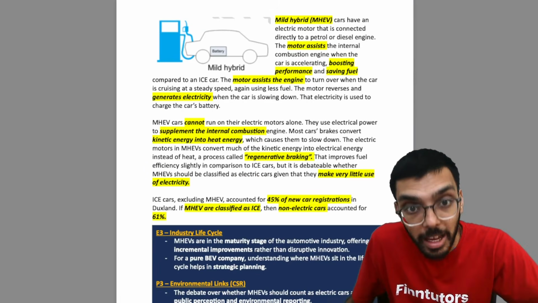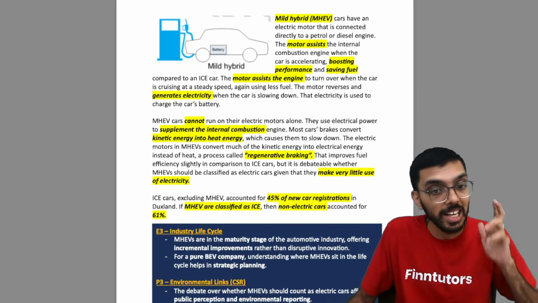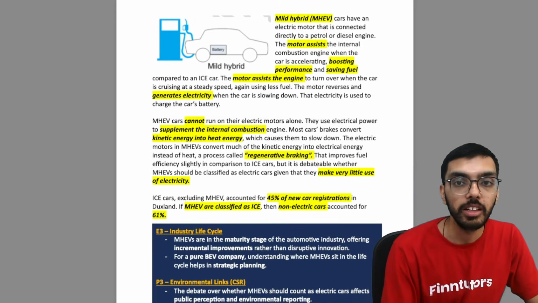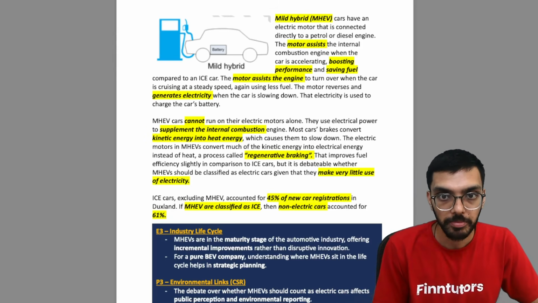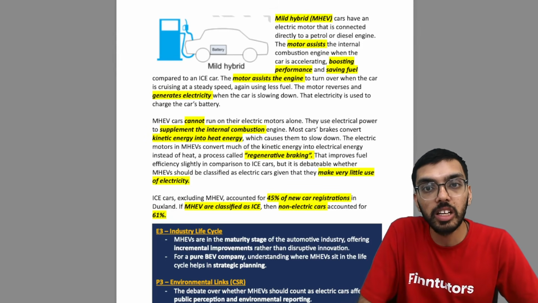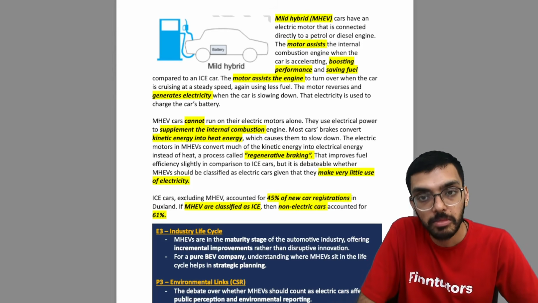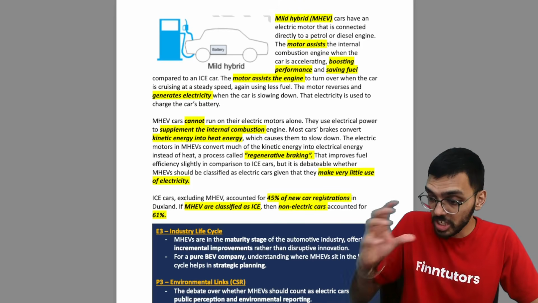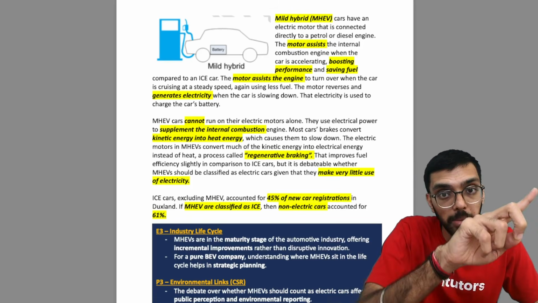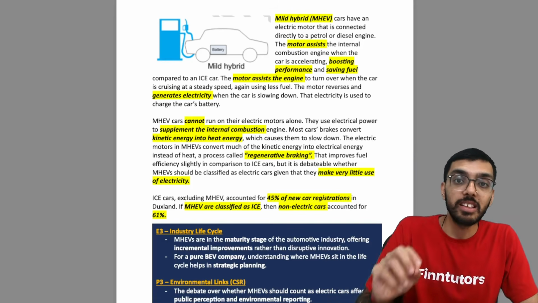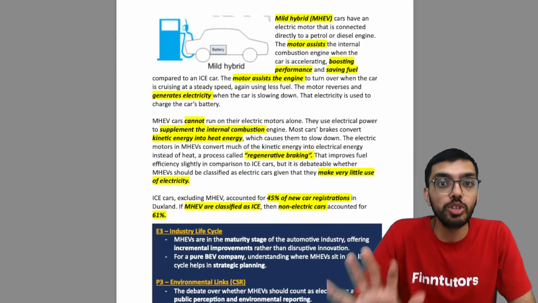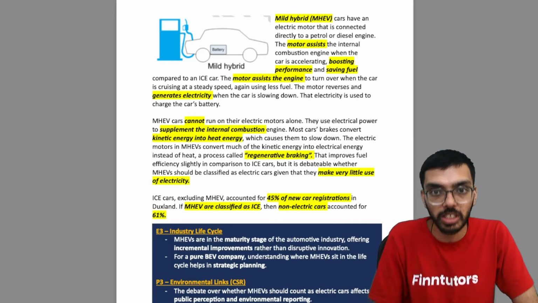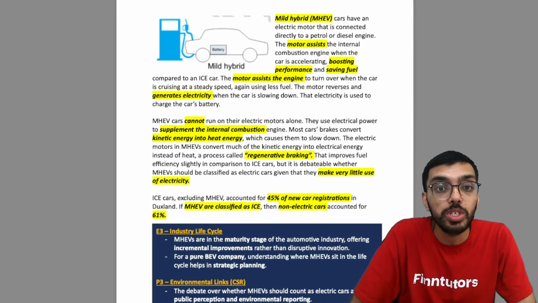Next, we have mild hybrids. Hybrid and then mild hybrid. So mild hybrid cars have an electric motor that is connected directly to a petrol or a diesel engine. The motor assists the internal combustion engine when the car is accelerating, boosting performance and saving fuel compared to an ICE car. So over here the engine is not charging the battery. That's what's happening in hybrid. Over here the cars have an electric motor which is directly connected. There's no charging aspect. There's no battery aspect. The motor assists the internal combustion engine when the car is accelerating, boosting performance.